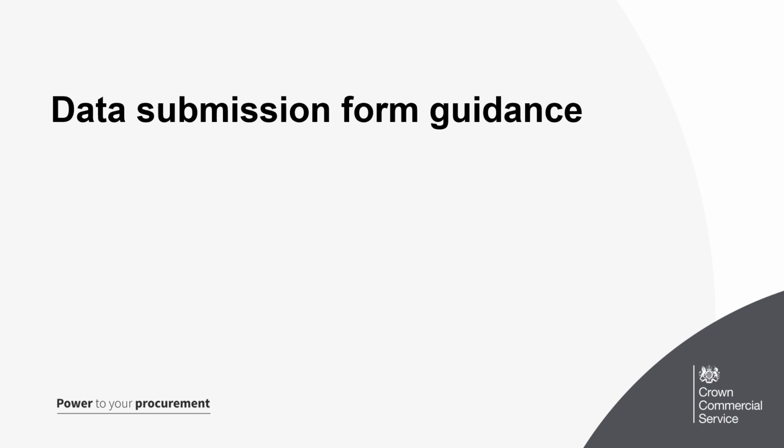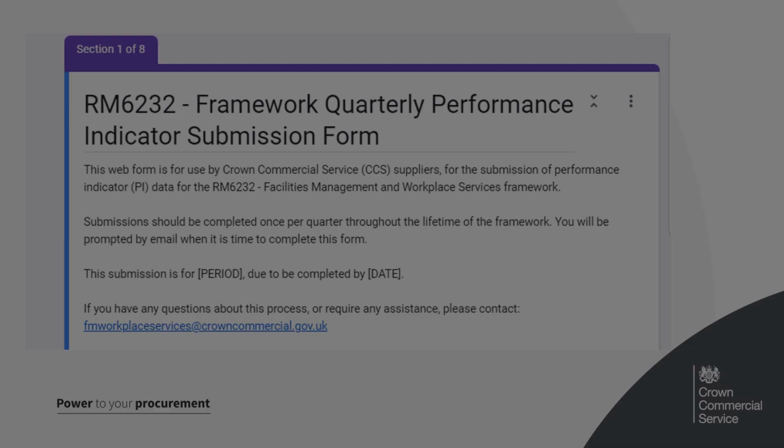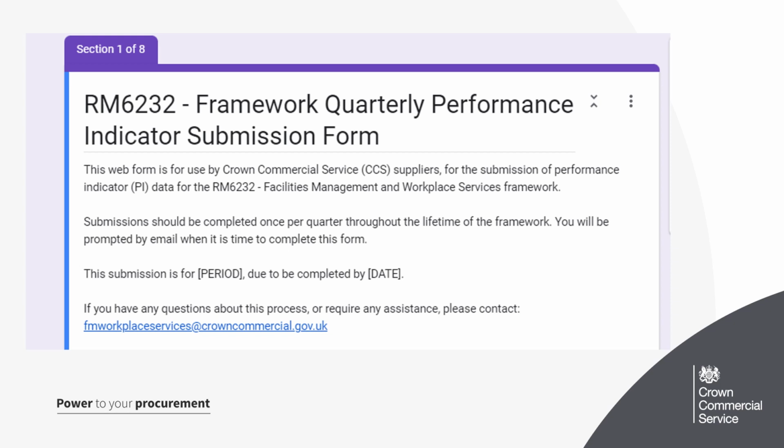We will now guide you through the social value submission form for the next 22 slides. The FM team will send this form every 6 months for every supplier to complete. This is a mandatory return. In section 1, it details that you will be prompted to complete the form via email from the FM team, and this should only be completed once every 6 months.